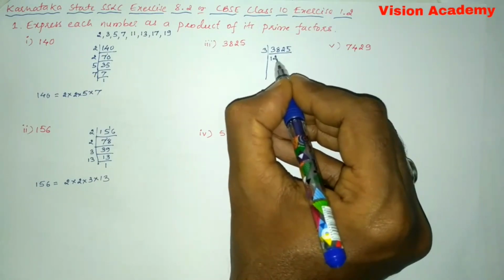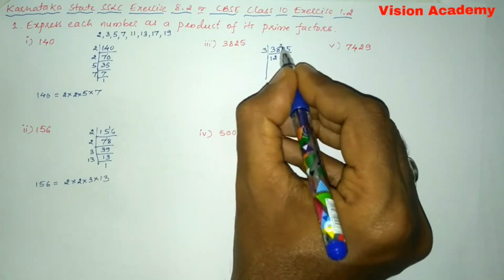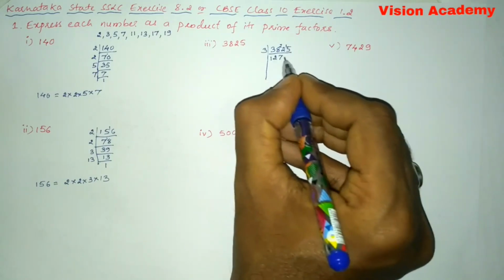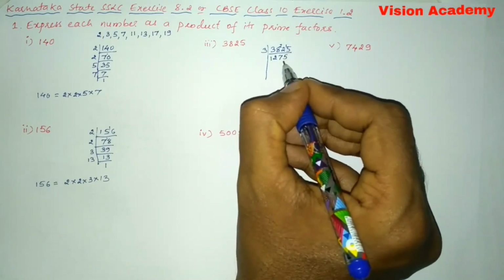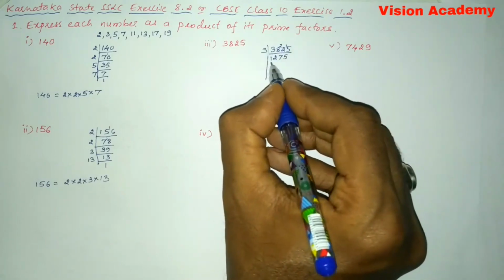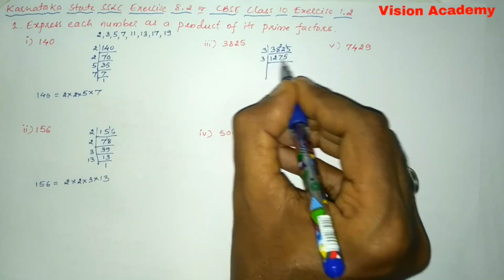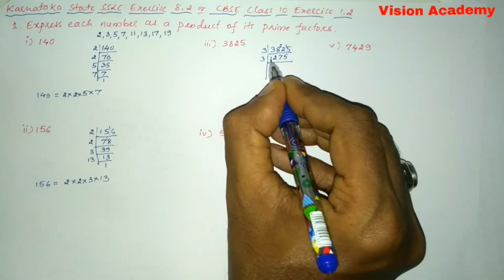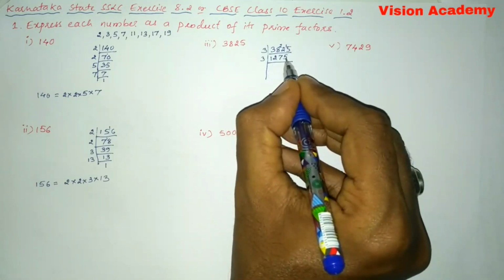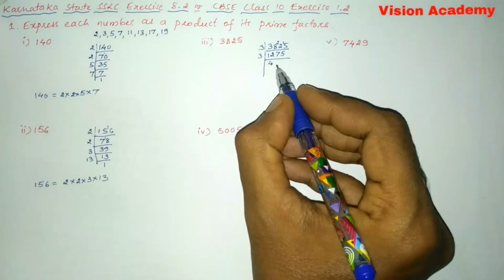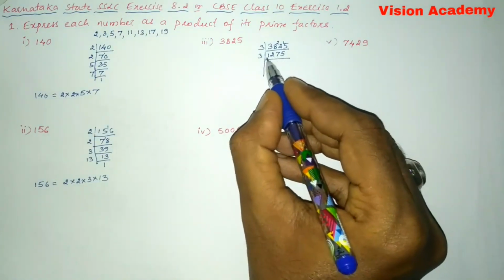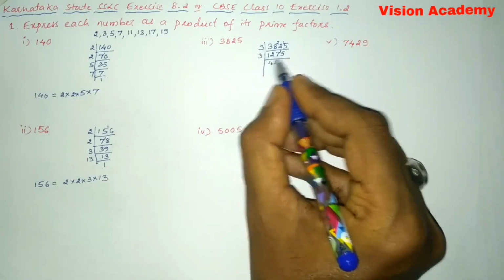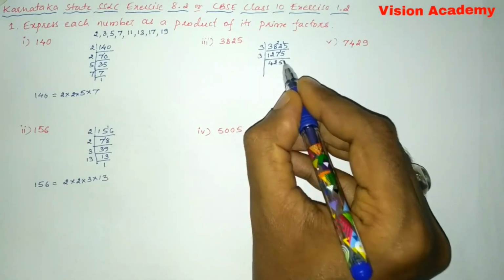So 3 1s are 3, 3 2s are 6. So here 2 remains, it will become 22. 3 7s are 21, 1 remains, 3 5s are 15. Now again we are going to divide this one by 3, because here you can add 7 plus 2 is 9, 9 plus 1 is 10, 10 plus 5 is 15, 15 is divisible by 3. 3 4s are 12, 3 2s are 6, 1 remains, it will become 15. So 3 5s are 15.